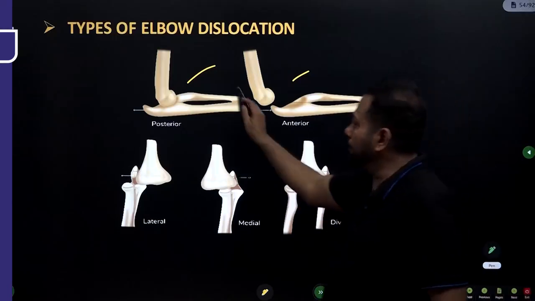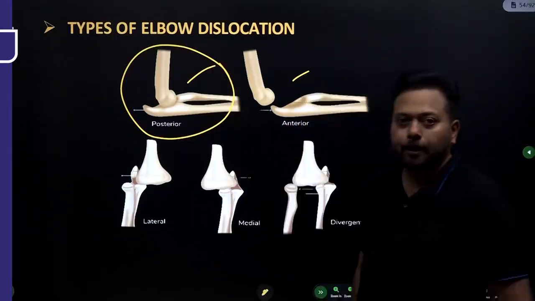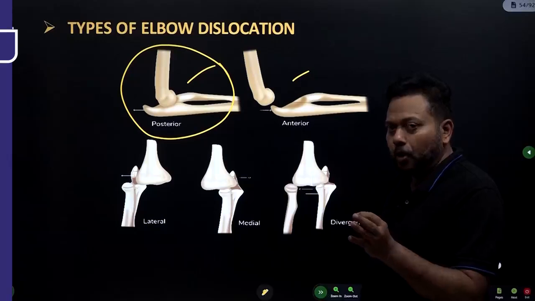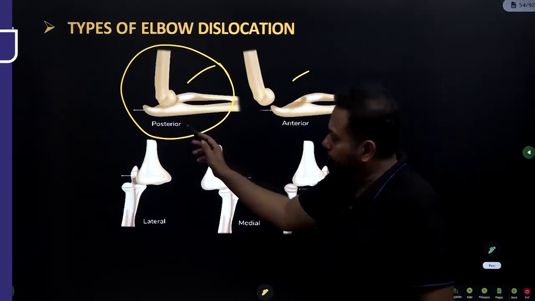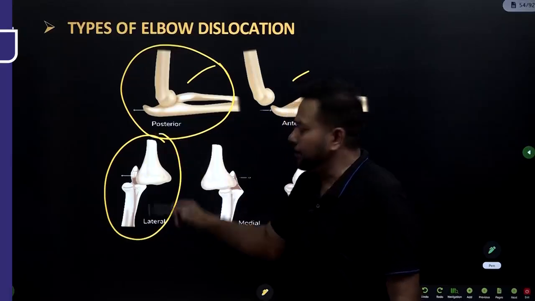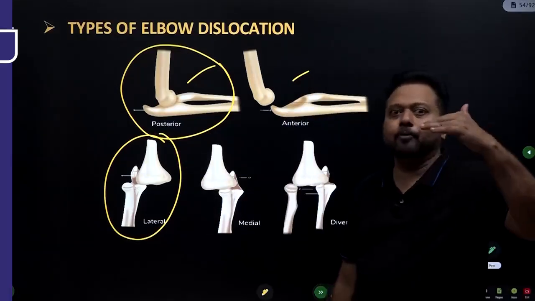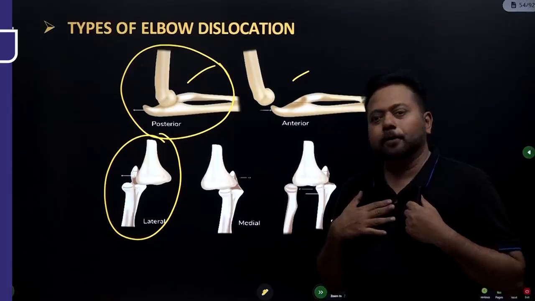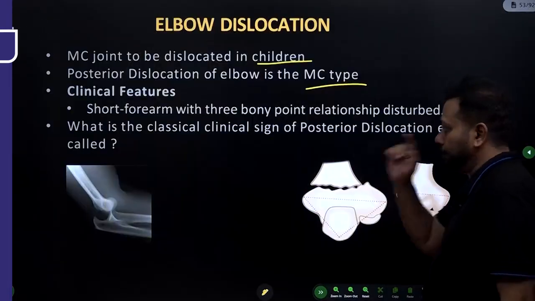The most common type is always posterior. After posterior, some books say posterolateral, where posterior displacement is there with a mild lateral shift. This combination is the most common type in higher books, MS Ortho level. For our PG entrance, the most common type of elbow dislocation is posterior.